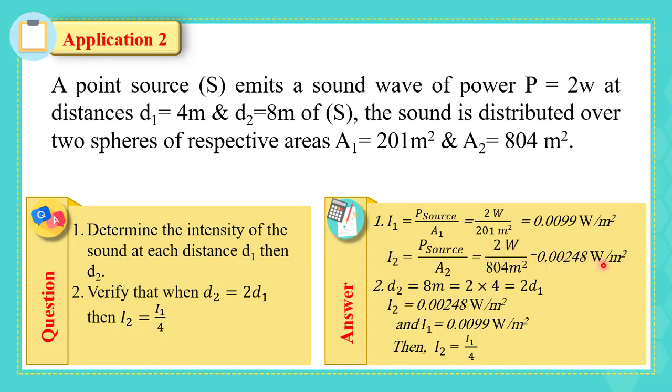0.00248 watt per meter squared. Now we should verify that when D2 equals 2 multiplied by D1, then I2 is equal to I1 over 4. As it's obvious, D2, which is 8 meters, is double D1. So if we compare the intensities that we calculated right before, we will find that I2 is a quarter of I1. You can pause the video for a while to verify this result.